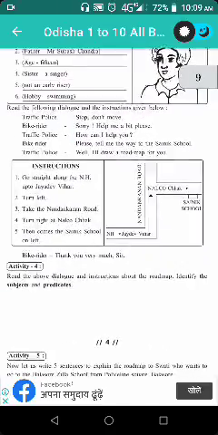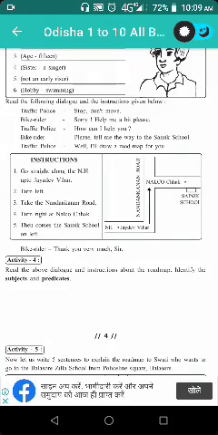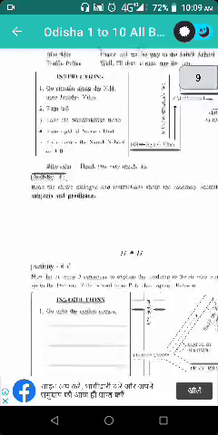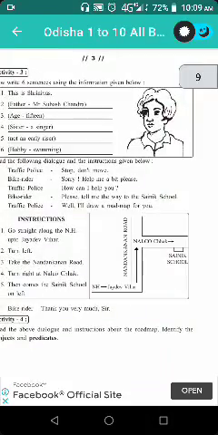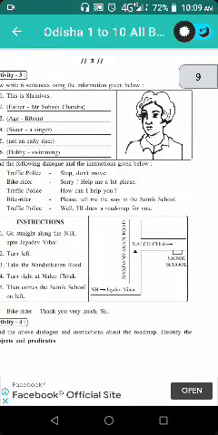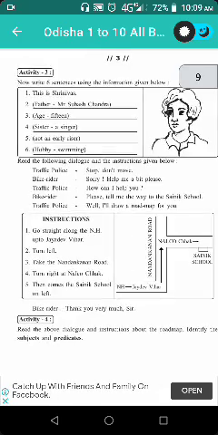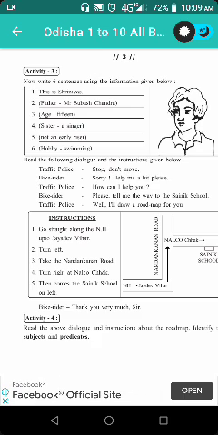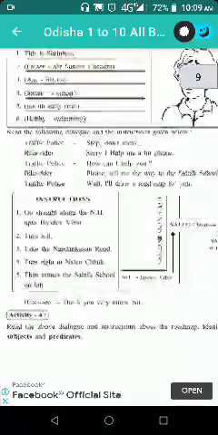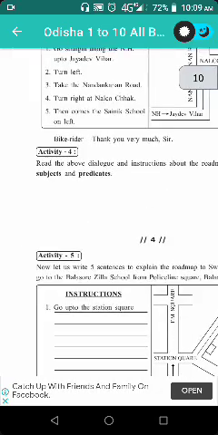Stop, don't move. Sorry, help me a bit, please. Then, how can I help you? Please tell me the way to the Sainik school. Well, I will draw a roadmap for you.